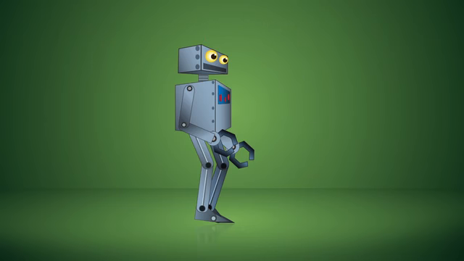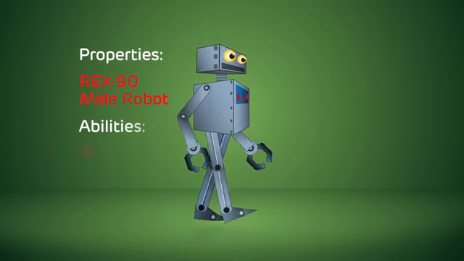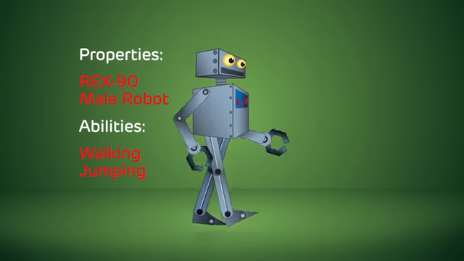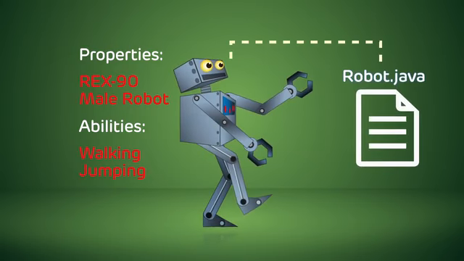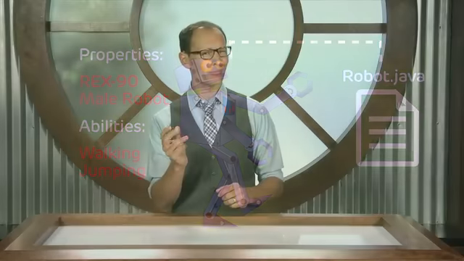I said that an object has its own properties and abilities. So in this game character example, if the character is considered as an object, then its properties might be its name and whether it is male or female, and its abilities could be things like walking and jumping. Objects in Java are represented by code that is organized into a class. Now, are objects and classes the same thing? Not exactly, but they're closely related. Think of a class as the blueprint from which objects are created.